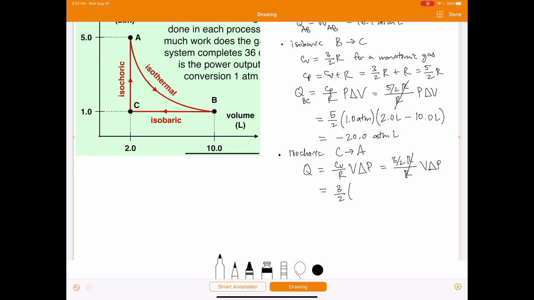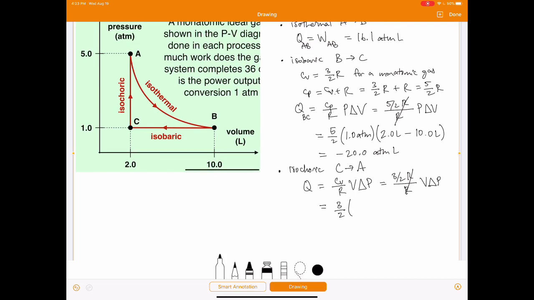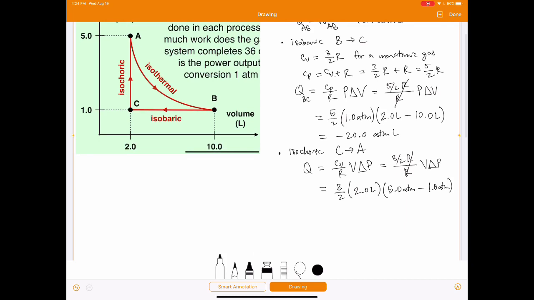Now the volume, as we go from C to A, is constant. It's 2 liters. That doesn't change. But the pressure change, delta P, well, we end up at 5 atmospheres, having started at 1 atmosphere. So 5 minus 1. And if you work this out, you're going to get 12 atmosphere liters. So I should be a little careful. I'll label that as QCA, the heat transferred to the gas during that process.